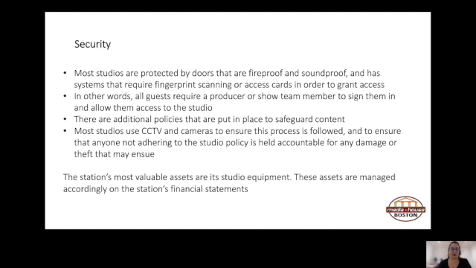In terms of information and the use of software, there are additional policies that are typically put into place to safeguard content, like music and show bites, which are the property of that specific radio station and cannot, under any circumstances, be shared outside of the radio station unless authorized and credited accordingly.